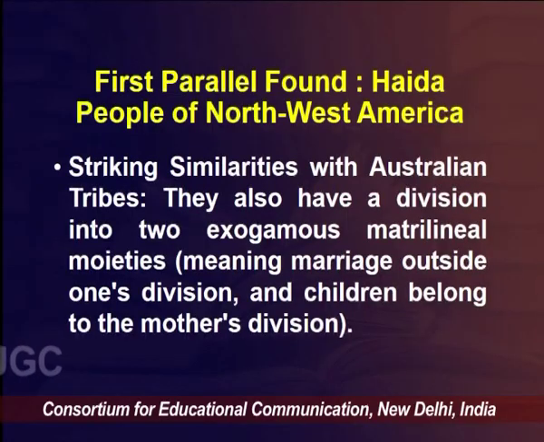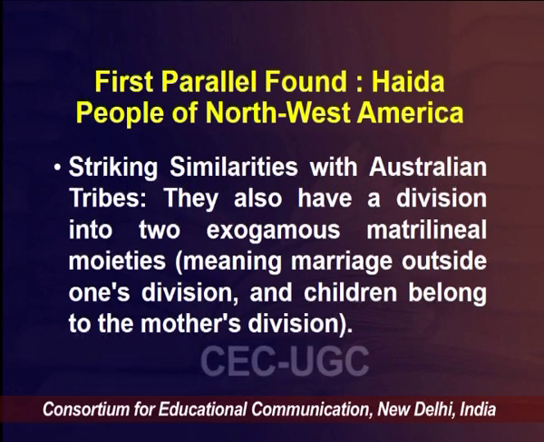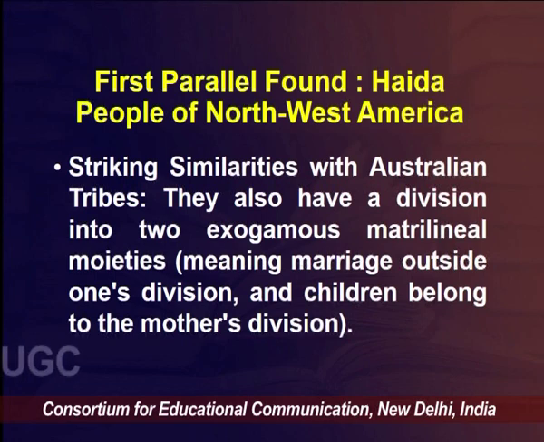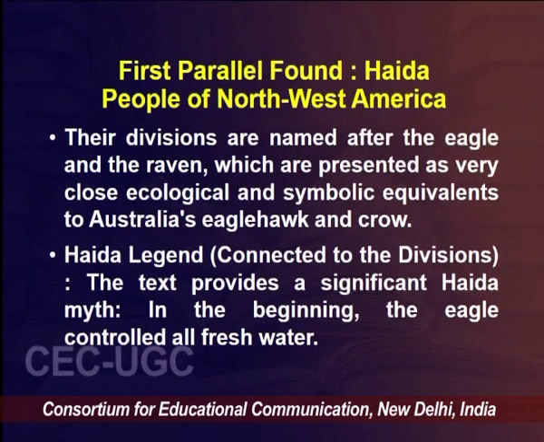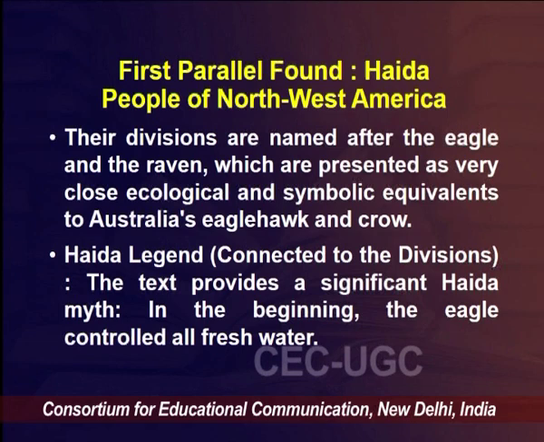Now, the first parallel that he found was the Haida people of Northwest America. Striking similarity with Australian tribes, they also have a division into two exogamous matrilineal moieties, meaning marriage outside one division, and children belong to the mother's division. Their divisions are named after the eagle and the raven, which are presented as very close ecological and symbolical equivalents to Australia's eagle hawk and crow.